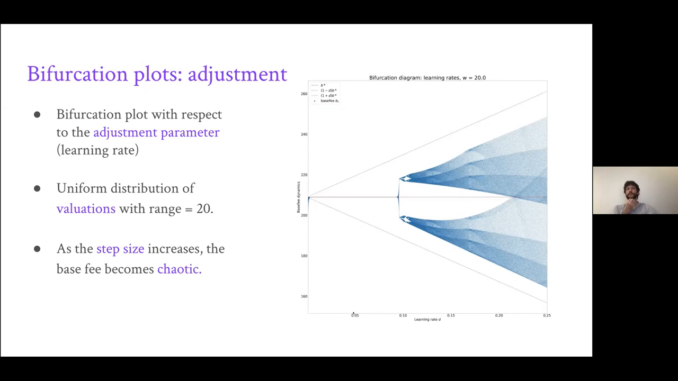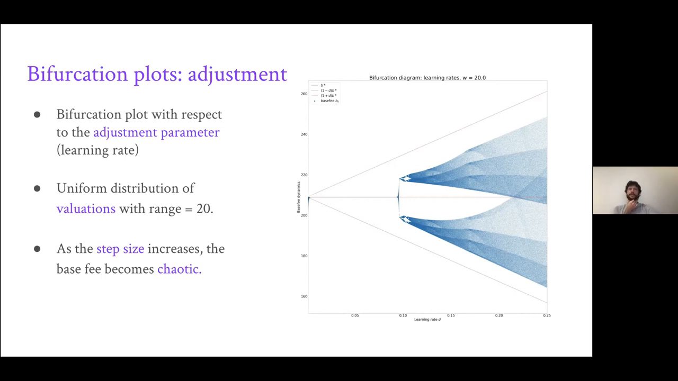The way to read this graph is the following. For example, if you choose the parameter at 0.05, in the limit behavior you would only see a single point. So the system actually equilibrates. Your limit behavior is just the Nash equilibrium effectively, right? But if you chose the parameter 0.125, the set of possible base fee prices that you would see would be everywhere along this line at d equals 0.125. So you see effectively a very dense set of base fee prices.